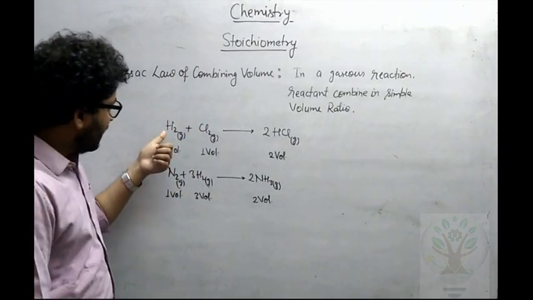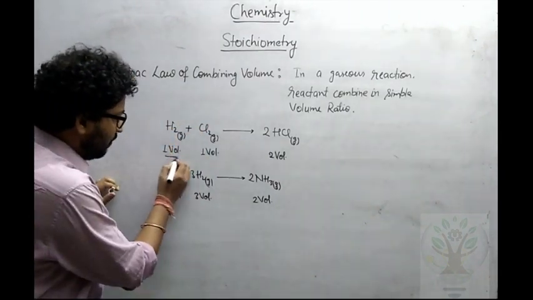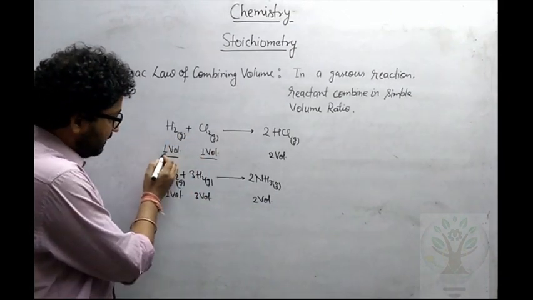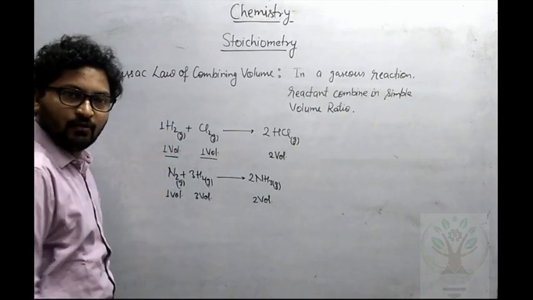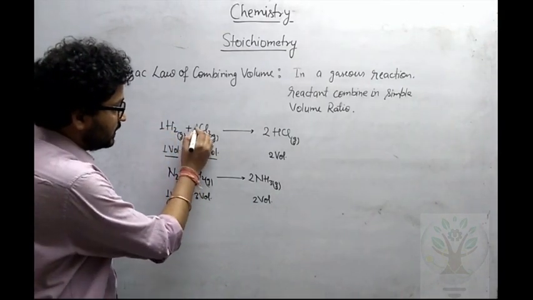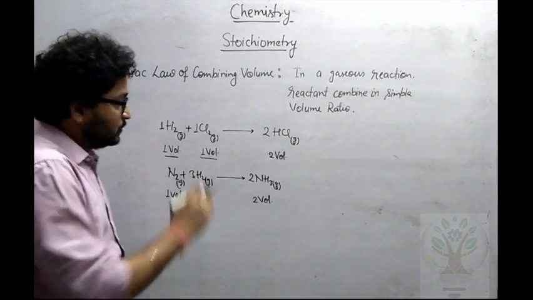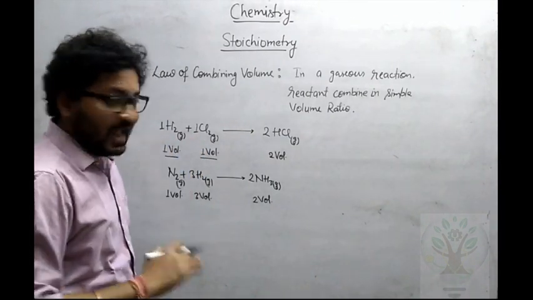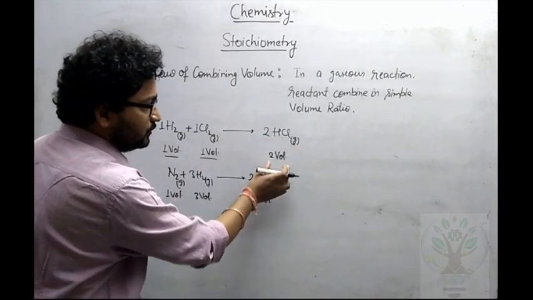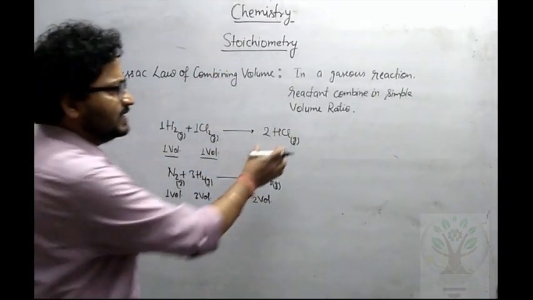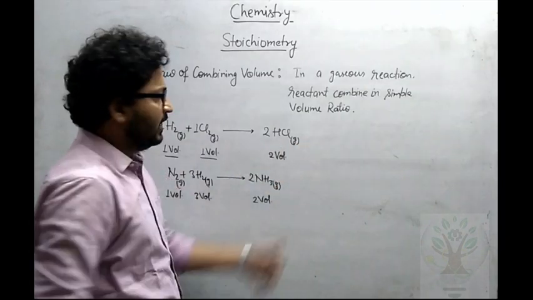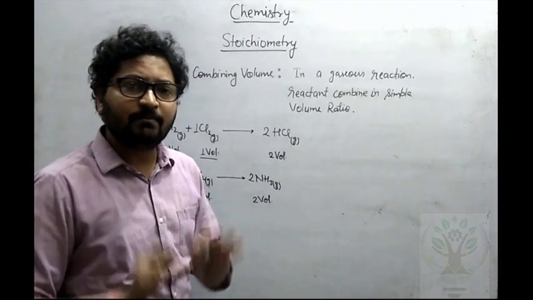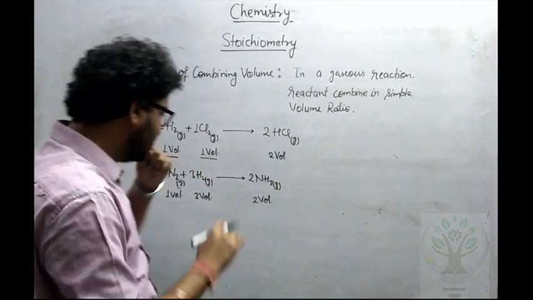Now see, 1 volume of H2 reacts with 1 volume of Cl2. From where am I getting this 1? This is nothing but the stoichiometric coefficient. And since the product is also gas, we get 2 volume of HCl. But not necessarily will we get 2 volume. If HCl was liquid, we would not say we got 2 volume, because this law is completely valid for gases only.